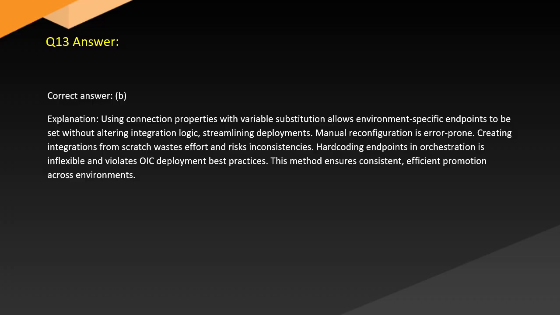Answer. Correct answer: B. Explanation. Using connection properties with variable substitution allows environment-specific endpoints to be set without altering integration logic, streamlining deployments. Manual reconfiguration is error-prone. Creating integrations from scratch wastes effort and risks inconsistencies. Hard-coding endpoints in orchestration is inflexible and violates OAK deployment best practices. This method ensures consistent promotion across environments.